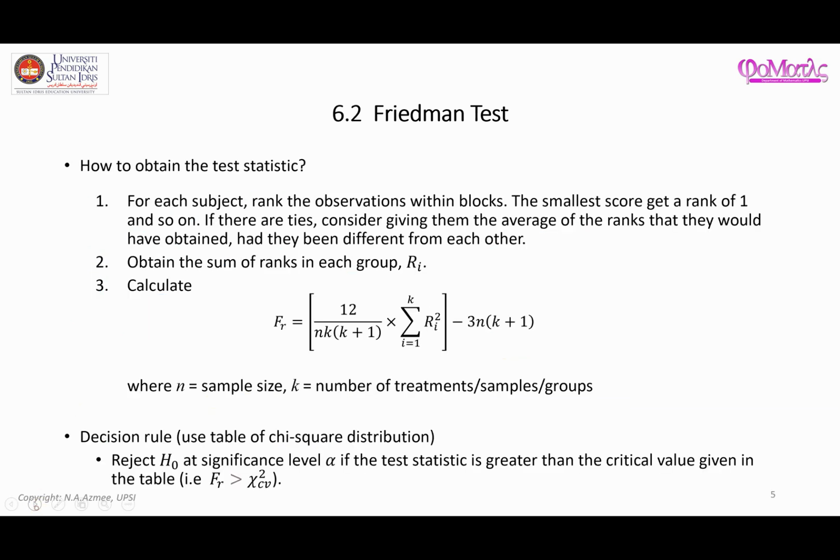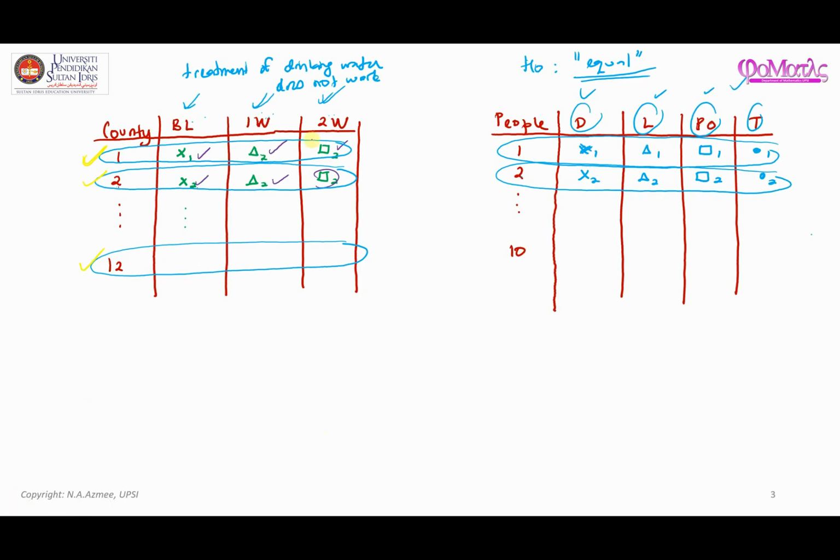So next one, let's move on to how we can get the test statistic. Here, for each subject, rank the observations within blocks. What it means here, so pay attention to this part: when you rank the observations, you will rank them according to block. So here will be your ranking. The highest one will get rank 1, the lowest will get 2, and this one will get 3, for example, if this is the highest one. Okay, and then you move on to the next block and you rank it again.